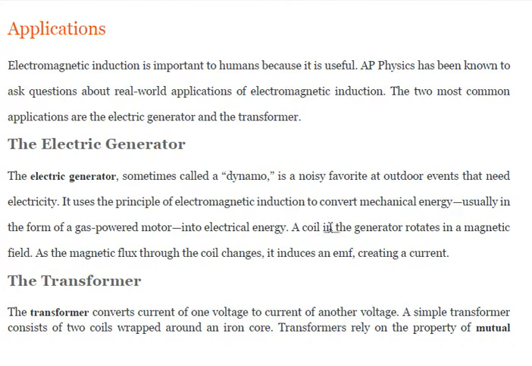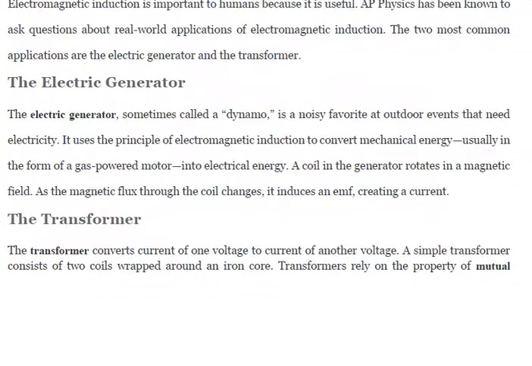So there's some kind of coil in the generator that rotates inside of a magnetic field. So the magnetic flux is constantly changing through the coil, which, as we just saw, induces an EMF and creates a current through that loop.